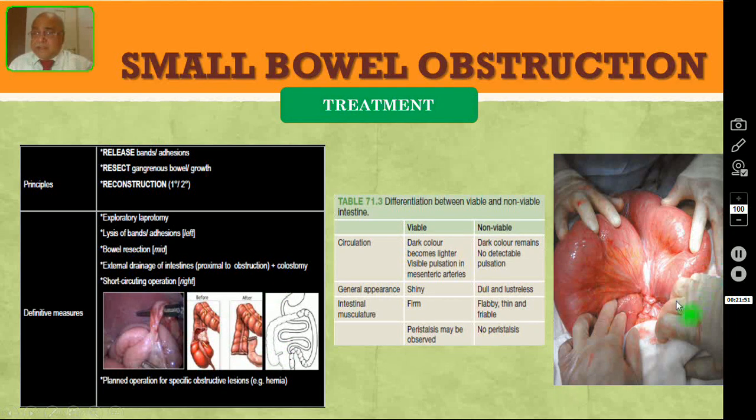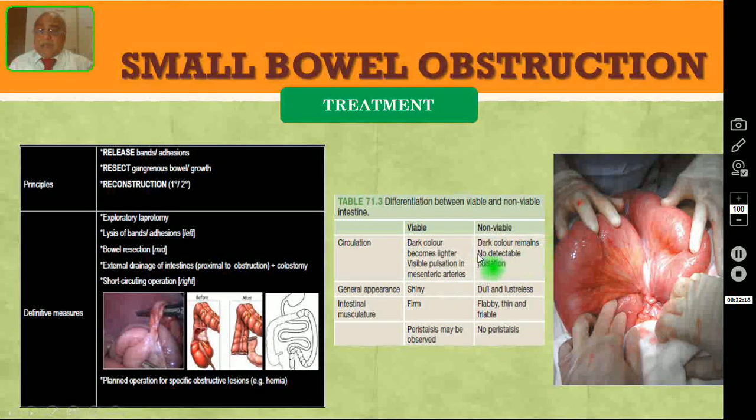Here in this film, you are seeing a post-op adhesive obstruction. This is the dilated bowel you are seeing. How will you intraoperatively differentiate viable bowel from non-viable bowel? In viable bowel, regarding the circulation, the dark color becomes lighter, with visible pulsation in the mesenteric artery. This is a viable bowel.